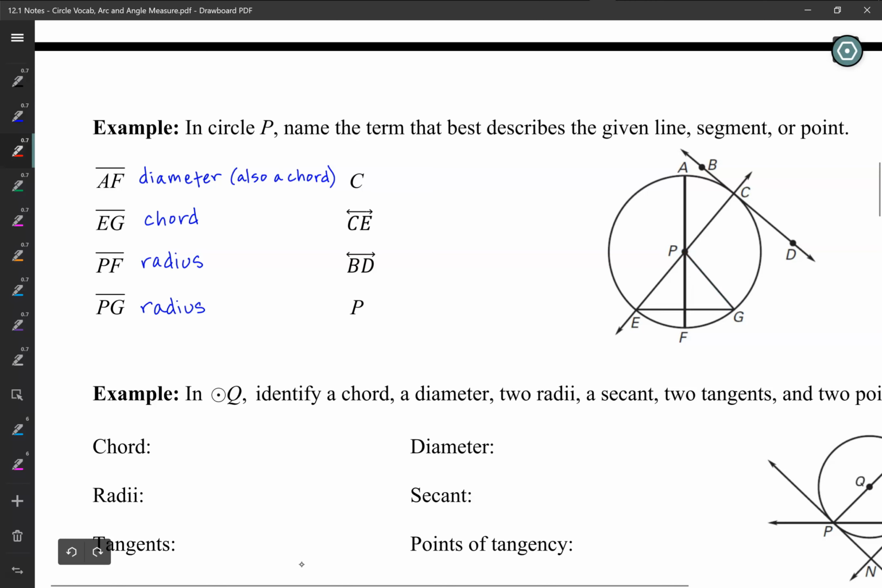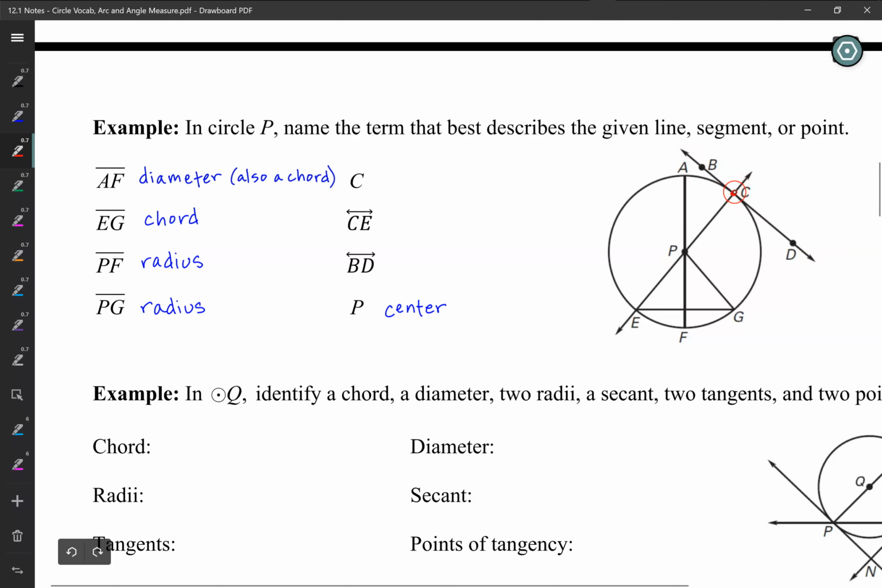Point C. We only talked about two types of points. We talked about the center. Well, the center is right here, point P, so we'll go ahead and fill that in. And the other type of point we talked about was a point where a tangent line touches a circle. You can see that point C right there is where this line, which is a tangent, touches the circle.